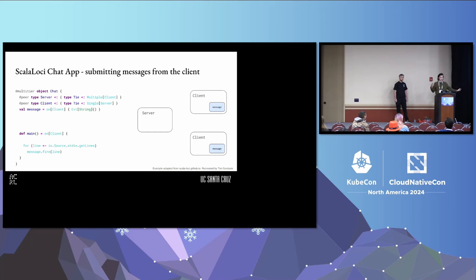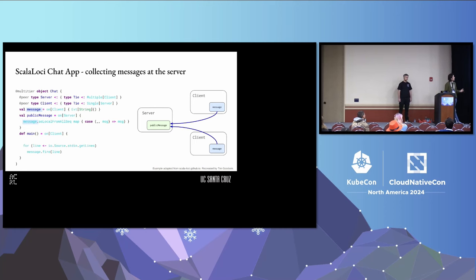Now, to handle collecting these messages into a public message board, we're going to use another placement type, but this time on the server. And we're calling this one public message. And note how in the definition of the public message placement type, we're referencing the message placement type, which is on the client. So in doing so, we're implicitly defining the communication protocol between the client part of our application and the server part.